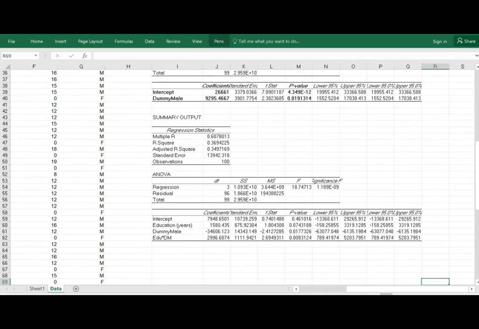Real quick, what are some big things that your eyes jump out at? The R squared. Notice the R squared, right? With this model that looks at both gender and education, we explain almost 37% of the variation in current salary. That's what the R squared is telling you, right?